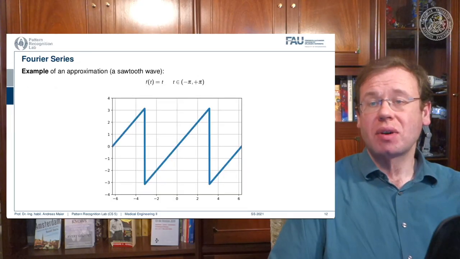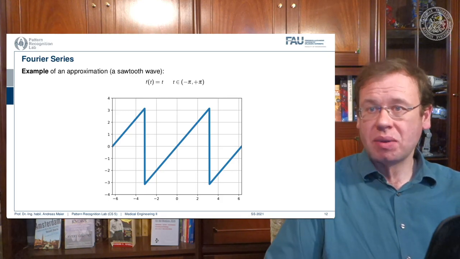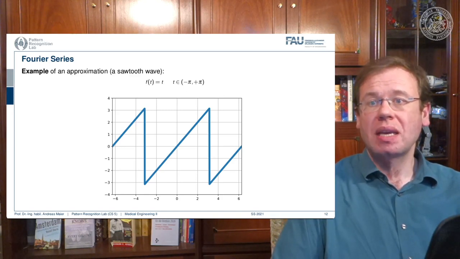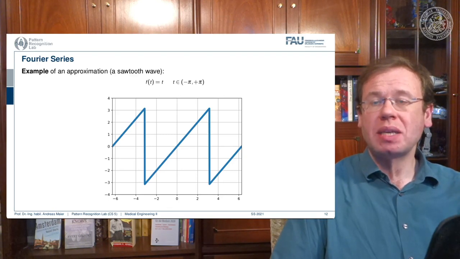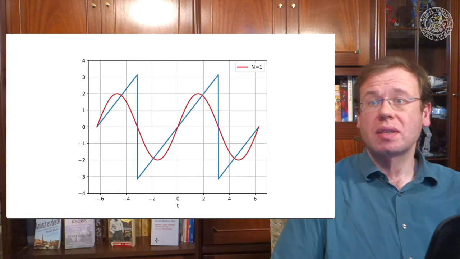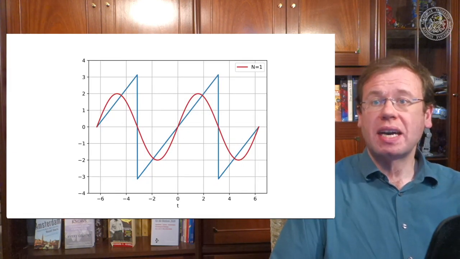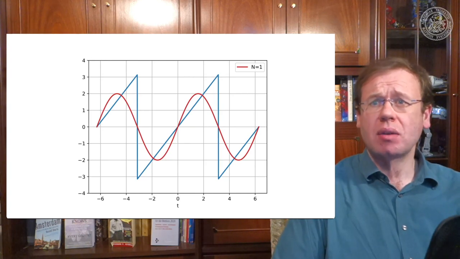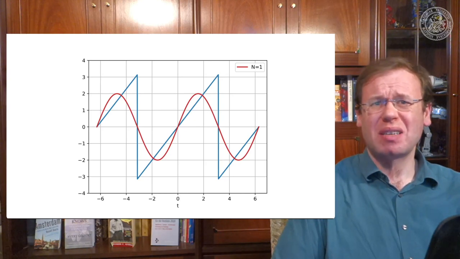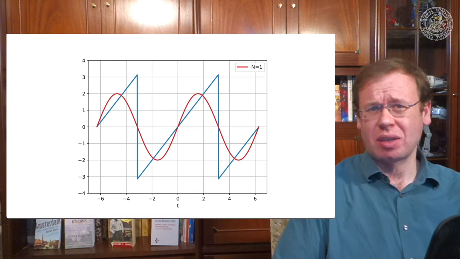So let's look at this function here. This function here is a sawtooth. And the sawtooth wave can be mathematically expressed as a linear increase within a certain period, and then it simply repeats. Now this sawtooth wave can be expressed as sine functions. Let's have a look at this. So this is now one sine wave, and you see it kind of approximates our sawtooth, but it's not a great fit, right? So maybe one sine is not enough.